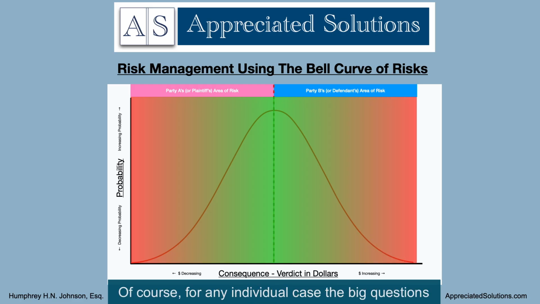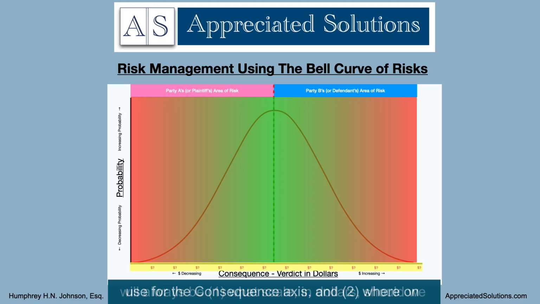Of course, for any individual case, the big questions will always be: 1. What scale in dollars should we use for the consequence axis? And 2. Where on that scale should the center line of this bell curve fall? Those are case-specific questions that go beyond the scope of this video. In very general terms, however, different fact patterns will dictate the dollar scale and whether this entire curve and its center line should shift to the right or the left.